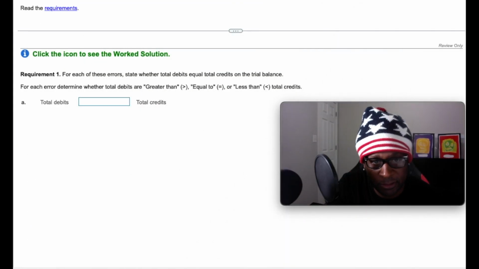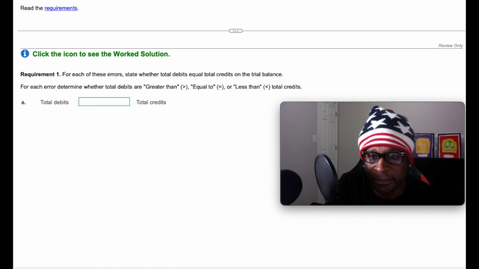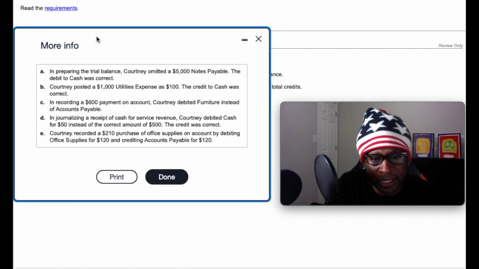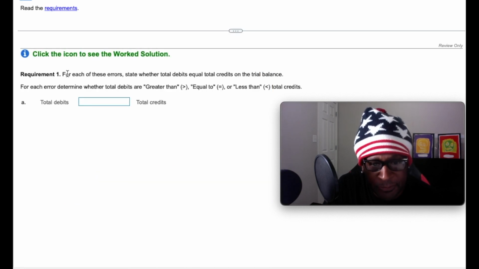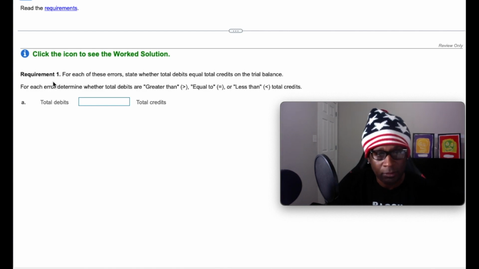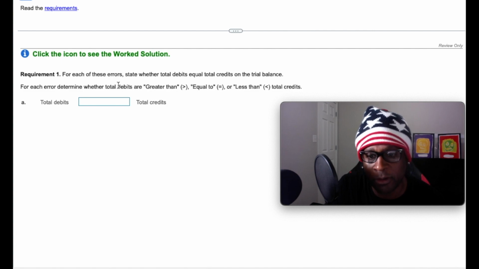So it tells us Courtney Mahan has trouble keeping her debits and credits equal. During a recent month, Courtney made the following accounting errors. So we have 5 different errors that she did individually in terms of journalizing. And it says for each of the following errors, state whether the total debits equal the total credits on the trial balance. Gotcha. For each error, determine whether the total debits are greater than, equal, or less than.